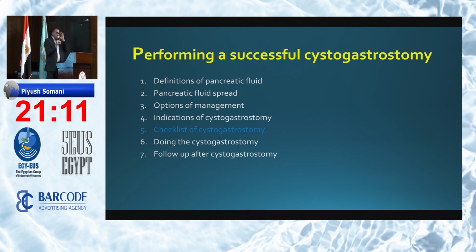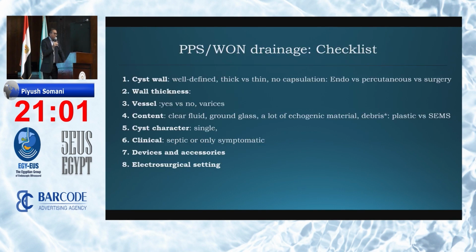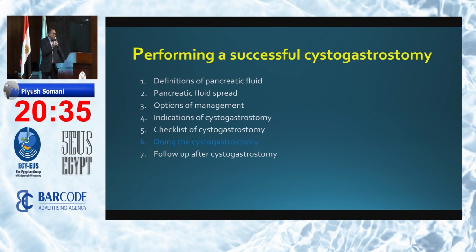Now, what are the checklists? Before we do an EUS guided drainage, we need to check personally, or we should have a technician checking everything, for any troubleshooting which we might get during the procedure. So it is important on EUS that we look at the cyst wall. Is it well defined? Is it thick wall, thin wall? Are there vessels in the wall? What is the diameter of the wall, the thickness? What's the content? Is it predominantly fluid or pancreatic necrosis? Is it a single cyst or multiple cysts which are connected to each other? Is there any sepsis? And devices, accessories, and obviously the electrosurgical settings.